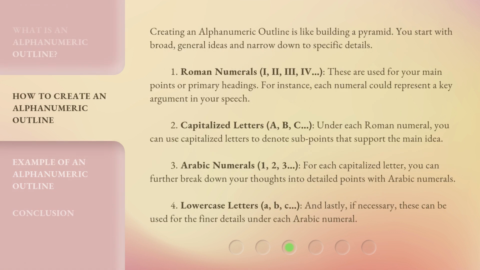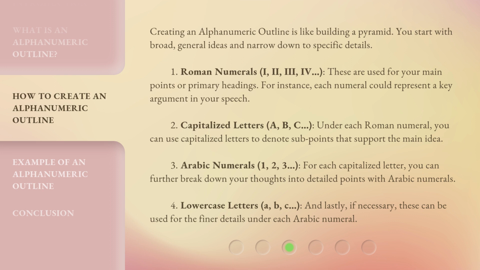Creating an alphanumeric outline is like building a pyramid. You start with broad, general ideas and narrow down to specific details. 1. Roman numerals I, II, III, IV. These are used for your main points or primary headings. For instance, each numeral could represent a key argument in your speech.